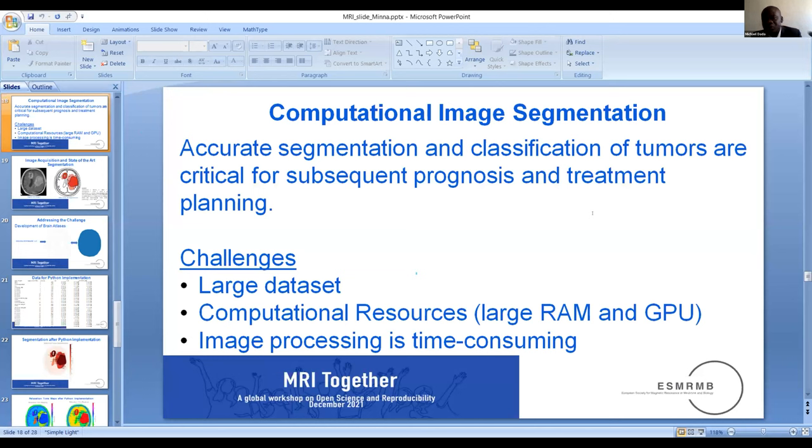For example, when I was preparing for this presentation, we tried to use a generative adversarial network, and our computational resources could not handle it. We do not actually have servers that could do that, and our computers could not handle large data sets. Thirdly, we know that image processing takes time, so it is time consuming. So we tried to see if we can apply a new method to address these challenges.